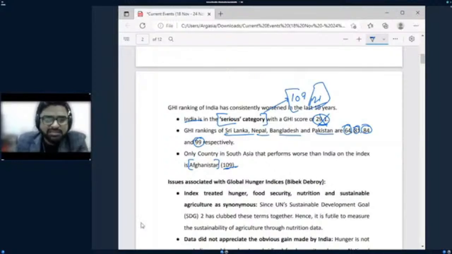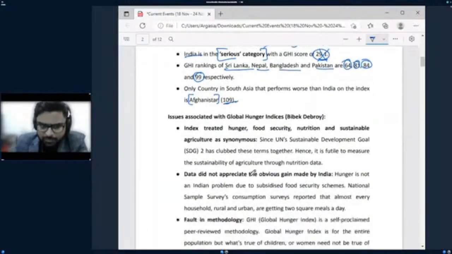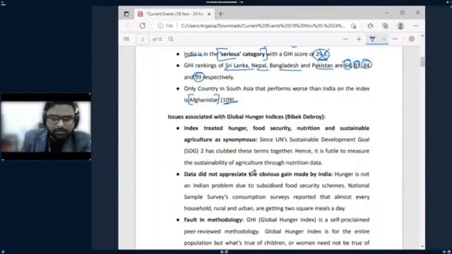Now, why are we discussing this news? Because recently it was published, the government of India criticized it as news trying to defame India. They say everyone is sitting to defame here. Anyway, Vivek Debroy is a member of the Prime Minister's Economic Advisory Council.